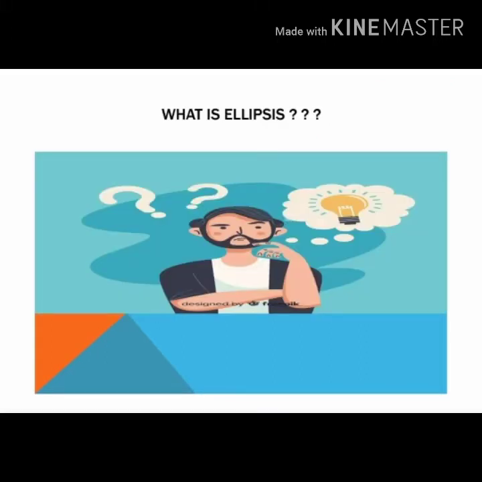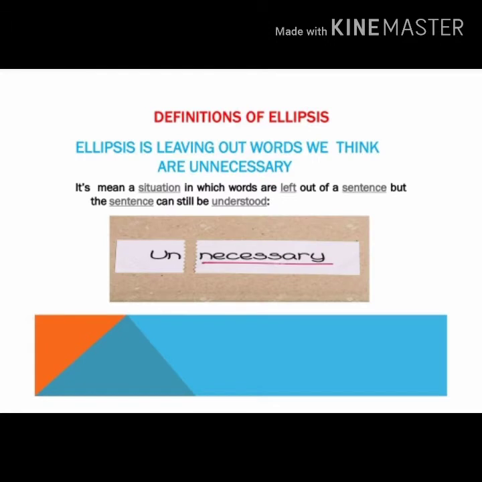What is ellipsis? Ellipsis is leaving out words we think are unnecessary. It means a situation in which words are left out of a sentence but the sentence can still be understood.